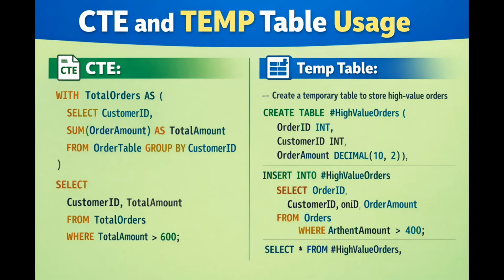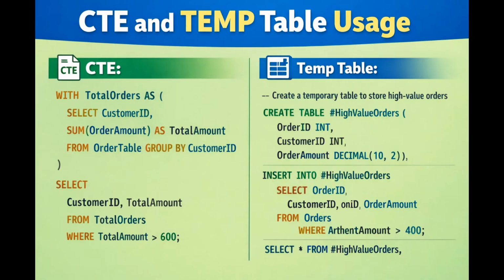Let's look at how to use a CTE and a temporary table with examples. Starting with the CTE. We define a CTE using the with clause. Here, we calculate the total order amount per customer using sum and group by. Then, in the main query, we simply select from the CTE and filter customers where the total amount is greater than 600. This approach makes the query clean, readable, and easy to manage.